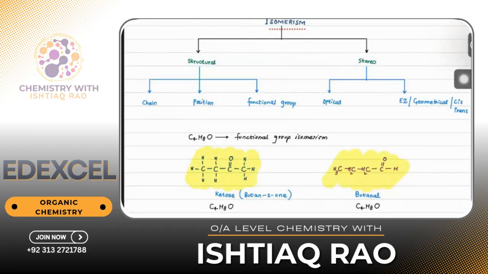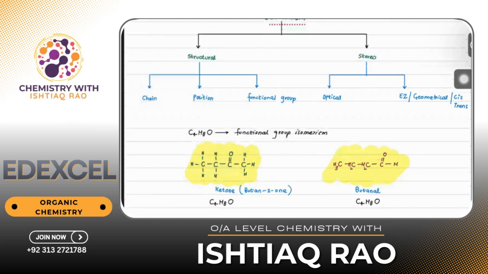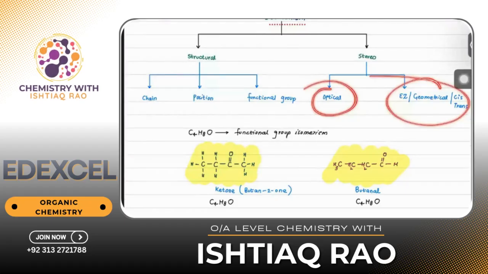Let's say if we have propanal and propanone. Propanal is an aldehyde, propanone is a ketone. Both have different functional groups, but the molecular formula is the same. And what is optical isomerism? And E/Z isomer, also known as geometrical isomer, also known as cis-trans isomer.